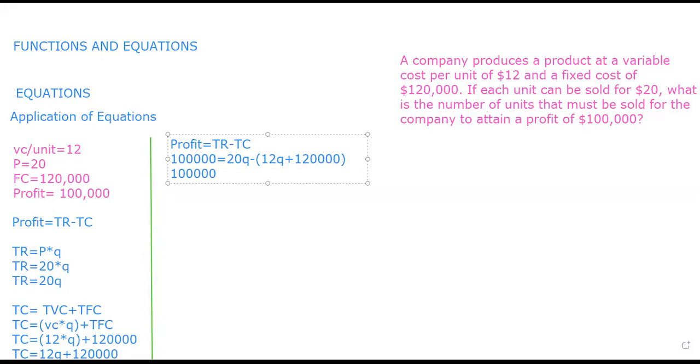Then you open the bracket. So 100,000 is equal to 20Q minus 12Q minus 120,000. If you don't use the bracket, you'll be tempted to maintain the positive sign, and your answer will be wrong. So we group like terms: 100,000 plus 120,000, because the 120,000 crosses over to become plus, is equal to 20Q minus 12Q. Then we have 220,000 is equal to 8Q. We divide both sides by 8, and then Q is equal to what?